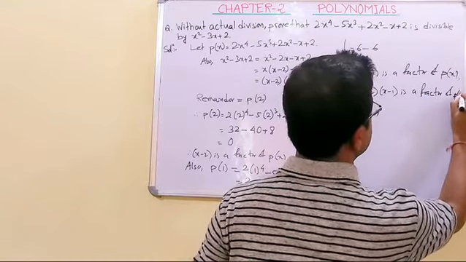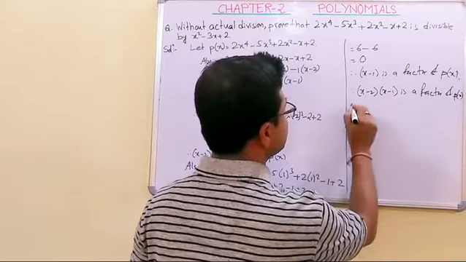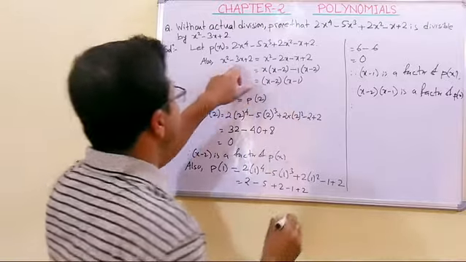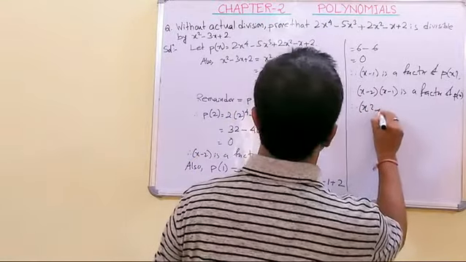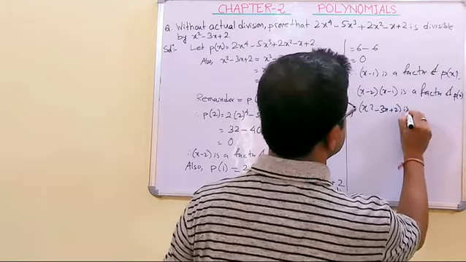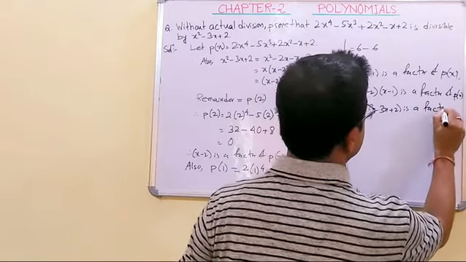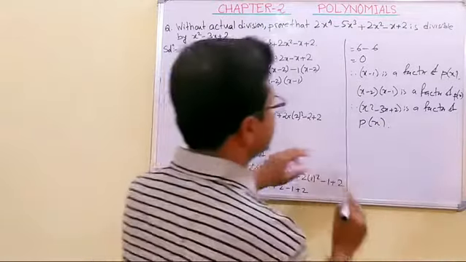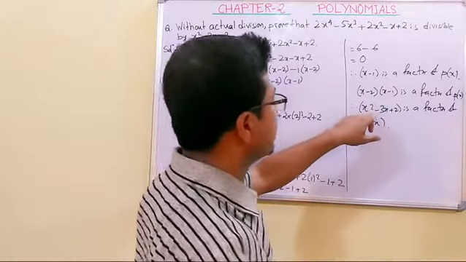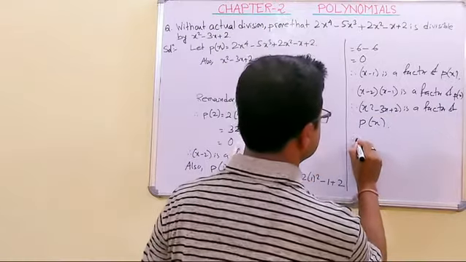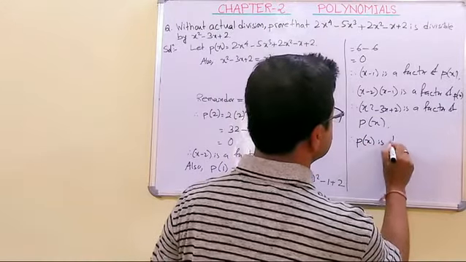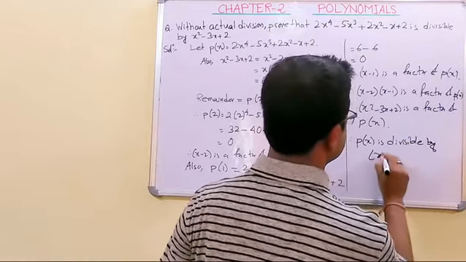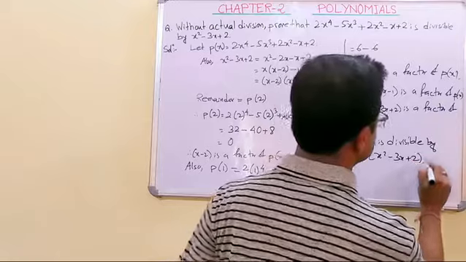Alright, now what is the product of these two? Already we have got this. X minus 2 into x minus 1 is x square minus 3x plus 2. Therefore, x square minus 3x plus 2 is a factor of p(x). Conversely, we can say that p(x) is divisible by x square minus 3x plus 2. In this way, we can solve this.